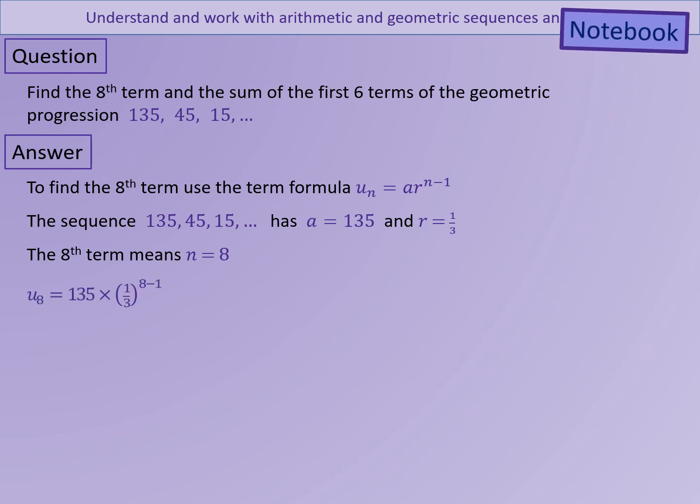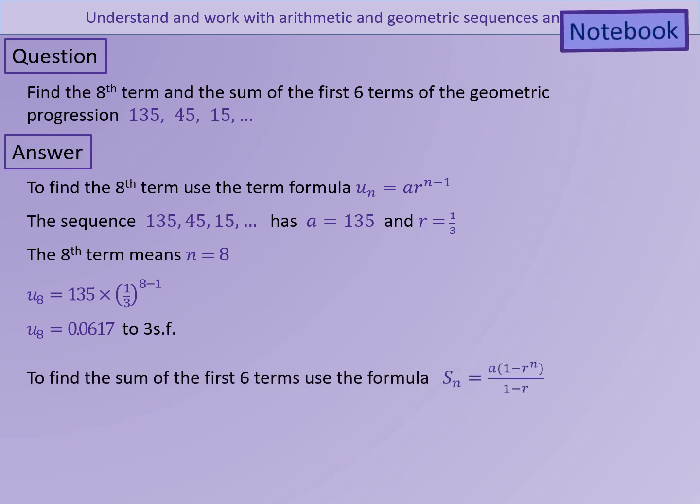So substituting this into the formula gives us u8 is 135 times 1/3 to the power 7. This is a decimal, so give it to 3 significant figures. The 8th term of this geometric progression is 0.0617.